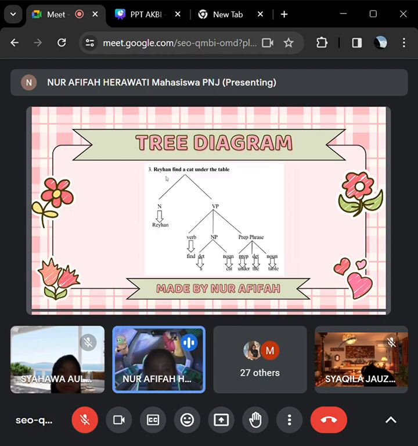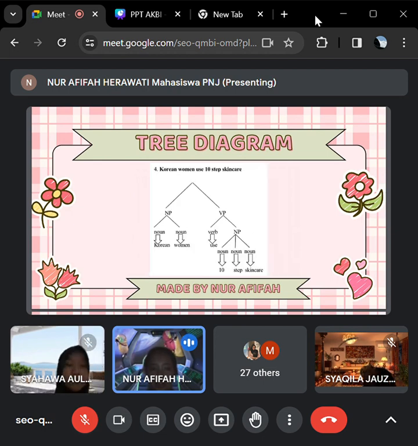The third is Rayhan find a cat under the table. Rayhan is noun. Find is verb. A is determiner. Cat is noun. A cat is noun phrase. Next, under is preposition. The is determiner, table is noun. Under the table is prepositional phrase. Find a cat under the table is verb phrase. Rayhan find a cat under the table is a sentence.